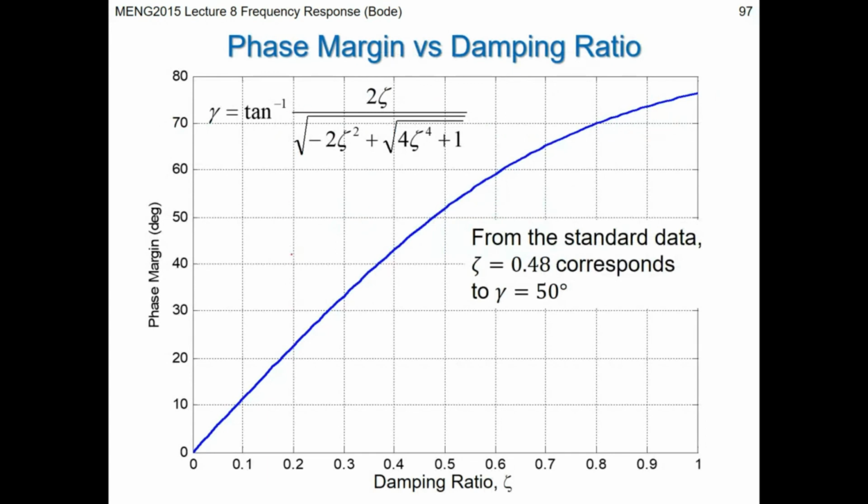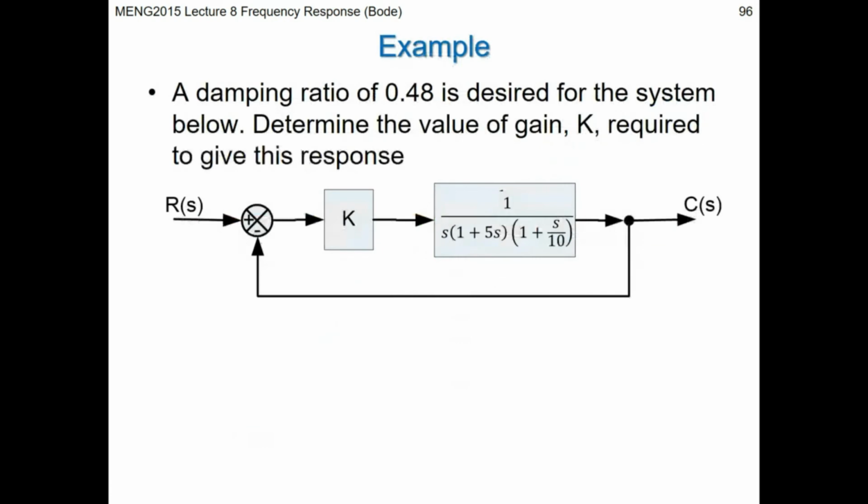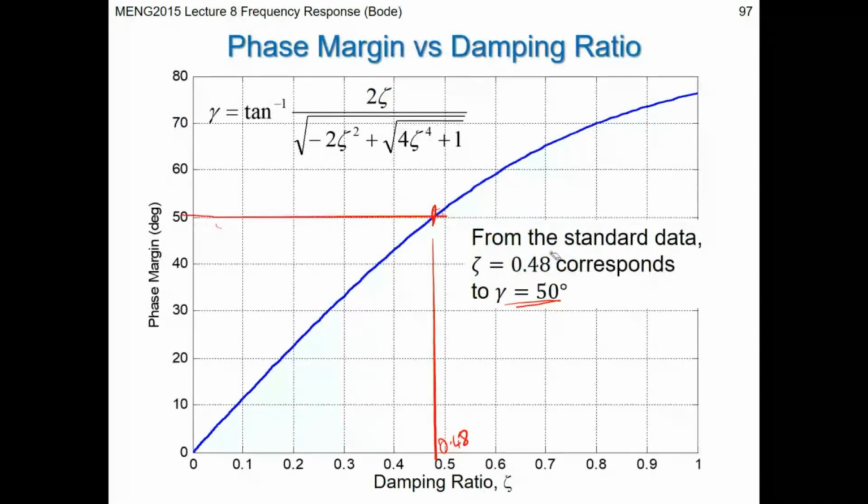And we see conveniently that, from our standard data, the 0.48, which is what's specified in the question as our desired damping ratio, corresponds to 50 degrees phase margin.